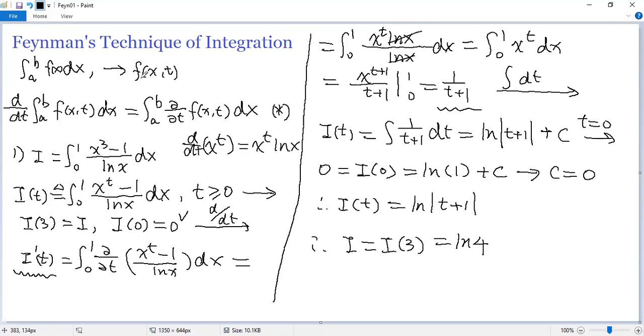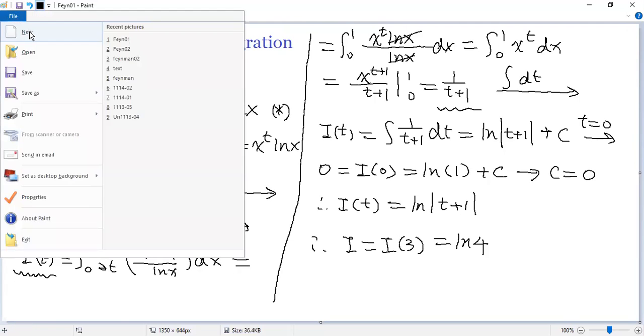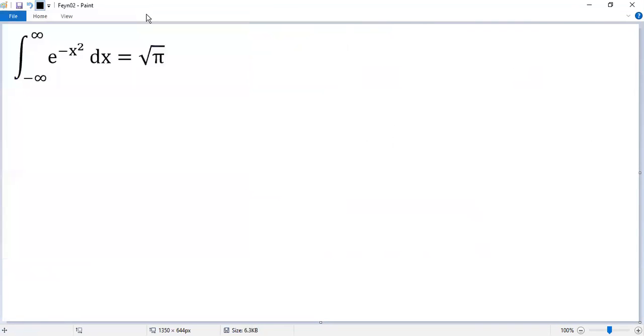Next, we consider our final example. It is a famous Gaussian integral. Very important to probability theory. And we know the value is square root of pi. A standard way to calculate the integral is to square the integral to create double integral, and then using polar coordinate.